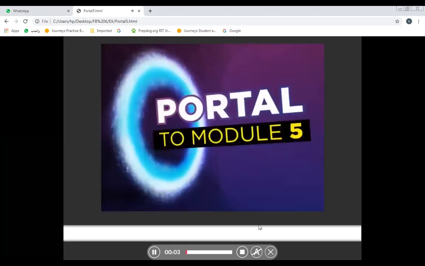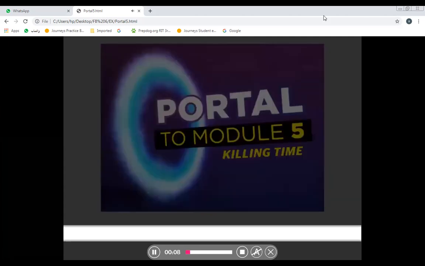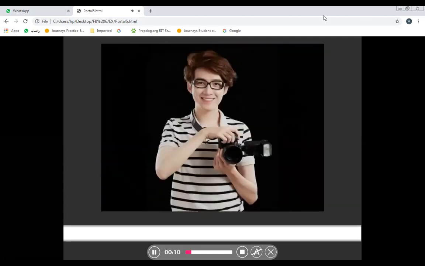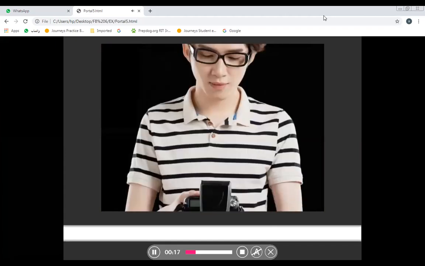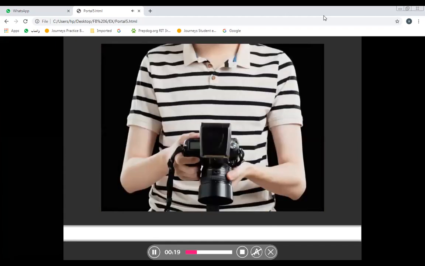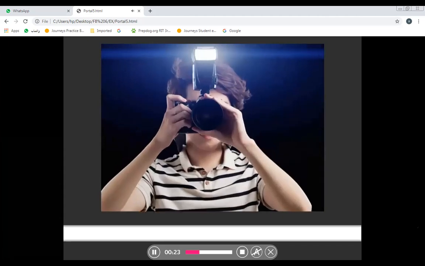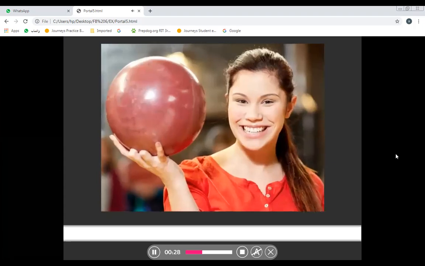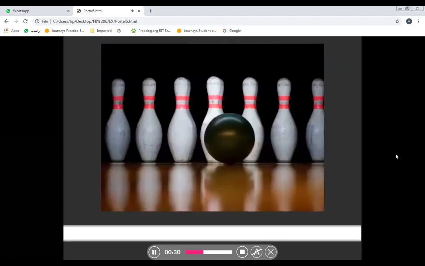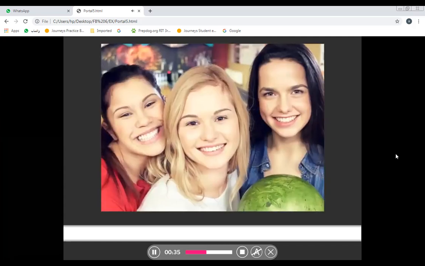Portal to Module 5. Killing time. Today, I'm looking for some inspiration on how to spend my free time. That's why I'm interviewing my friends about how they spent the weekend. Margaret, did you do anything interesting at the weekend? My friends had organised a bowling night, so I spent my Saturday evening at the bowling alley. What a night! It was so exciting, and we had so much fun.